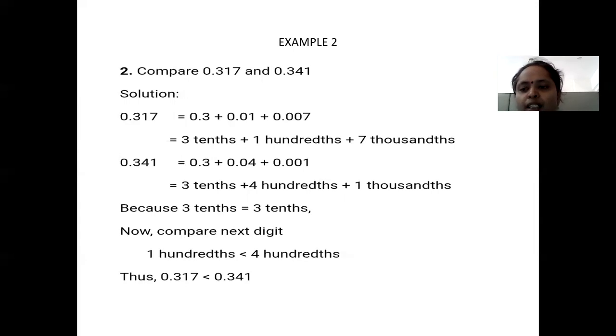Because 3 tenths is equal to 3 tenths, next we compare the digits. What we have is hundredths. 1 hundredth is less than 4 hundredths. Thus 0.317 is less than 0.341.